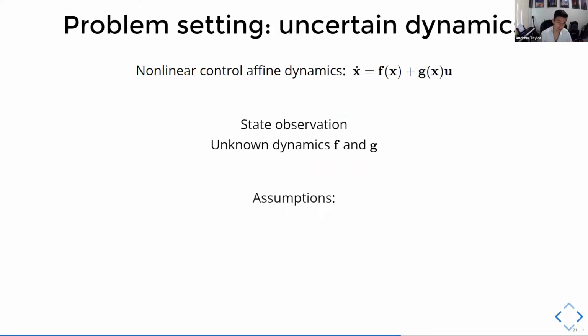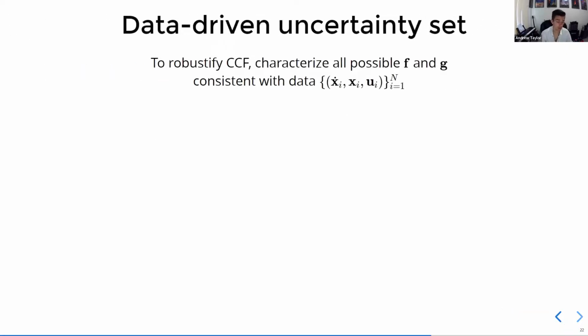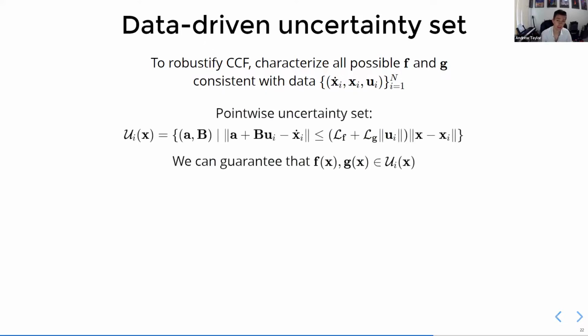We'll make the following assumptions. First, f and g are Lipschitz, and we know upper bounds on the Lipschitz constants of these functions. Second, we will assume that we have access to a data set of states, inputs, and state time derivatives, x_i dot. Our goal will be to characterize the functions f and g using the data set in a way that is useful for control synthesis. To this end, given a data point x_i, u_i, and x_i dot, we will build an uncertainty set at each state x, denoted U_i of x, that captures possible values of the functions f and g that agree with the data point.